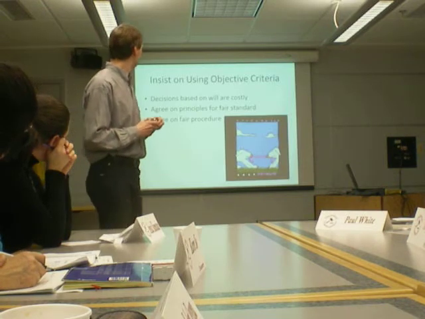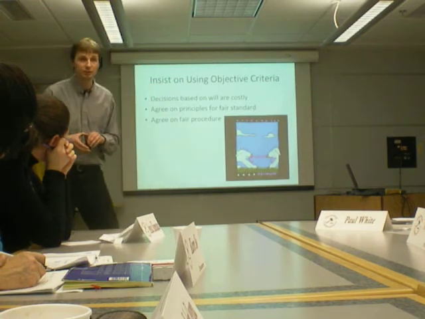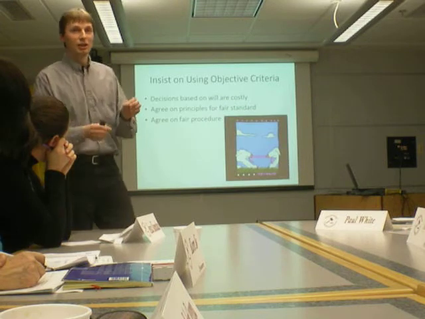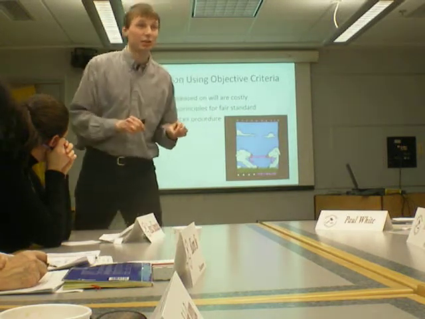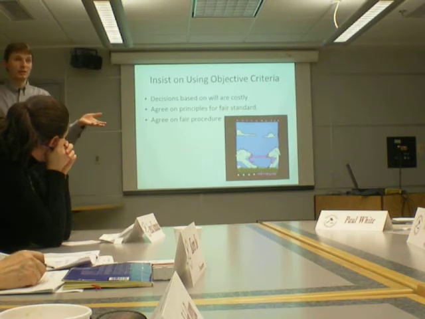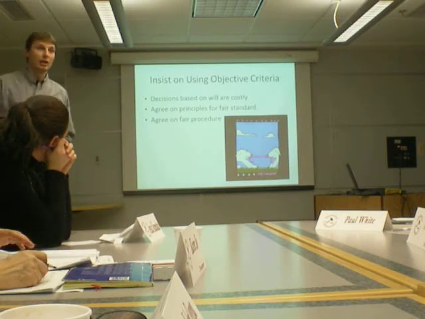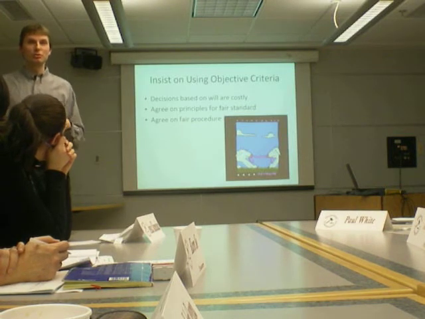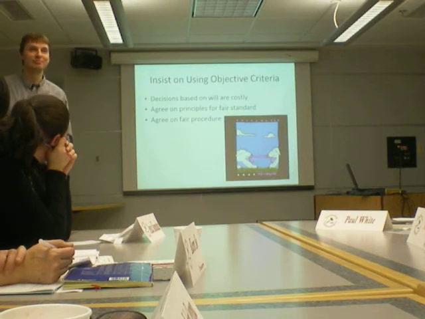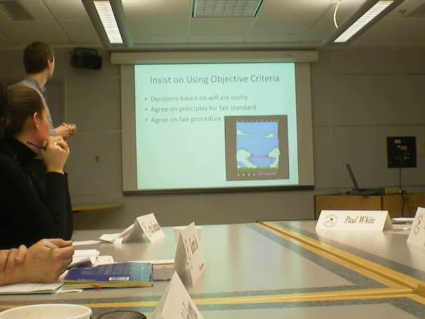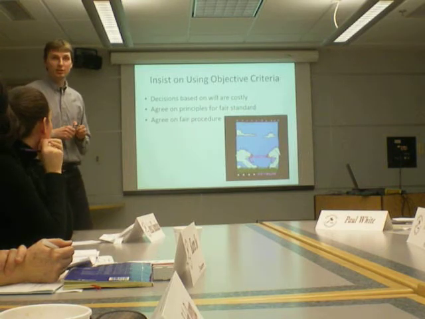The fourth step is to insist on using objective criteria. These are for the times where you have to cut an orange in half because people want exactly the same thing. Or often when it comes to money, I want $60,000, well, I only have $50,000 to give you. And usually both parties come away not quite satisfied. So what is often effective is to agree on a fair standard.